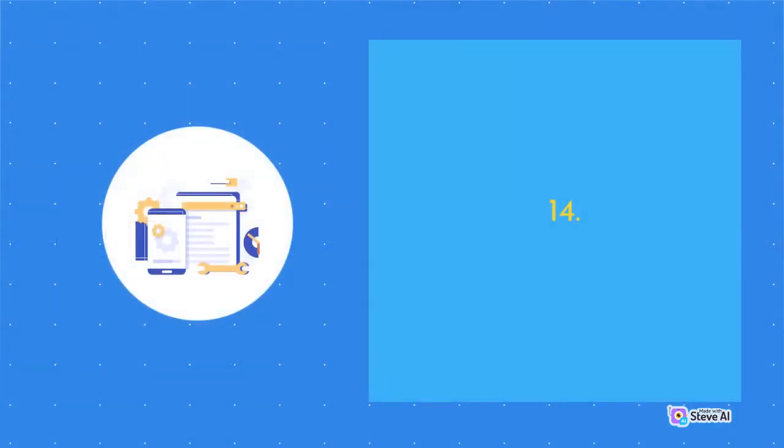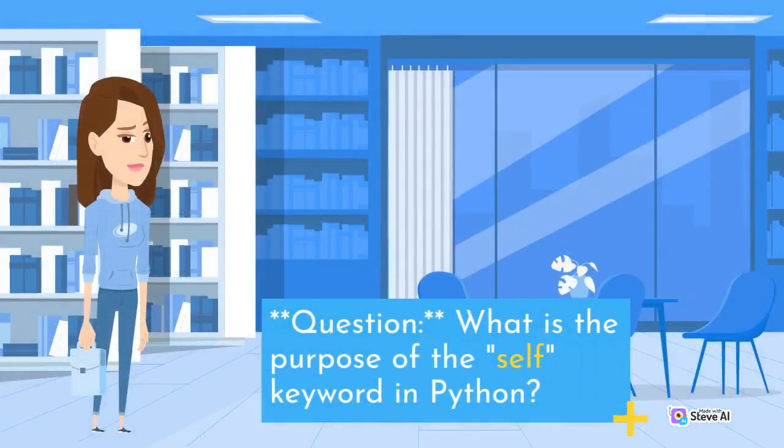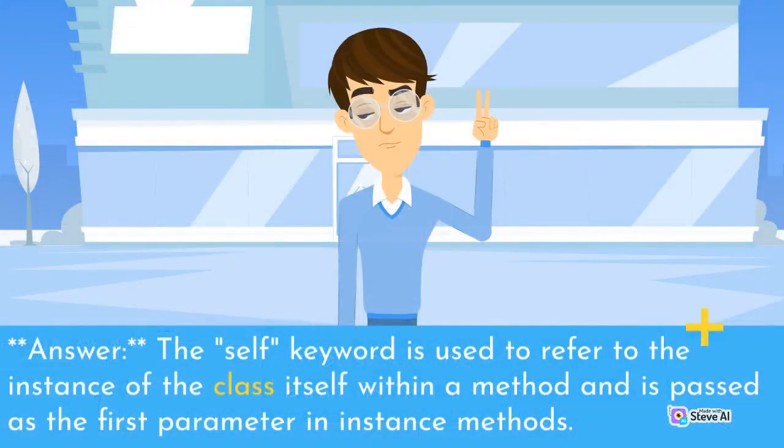14. Question: What is the purpose of the self keyword in Python? Answer: The self keyword is used to refer to the instance of the class itself within a method and is passed as the first parameter in instance methods.